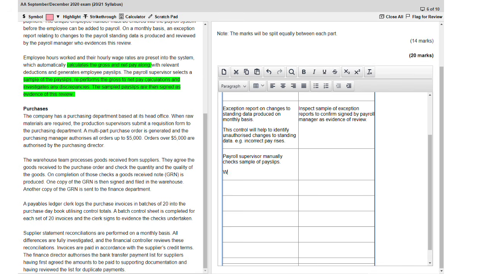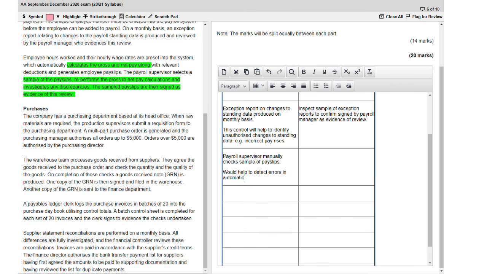So again, this would help to detect errors in the automatic calculation of payroll.